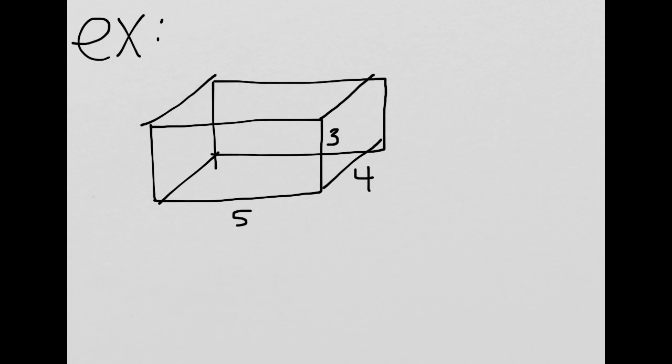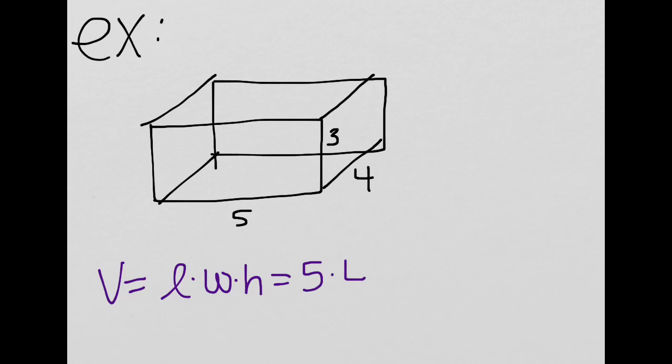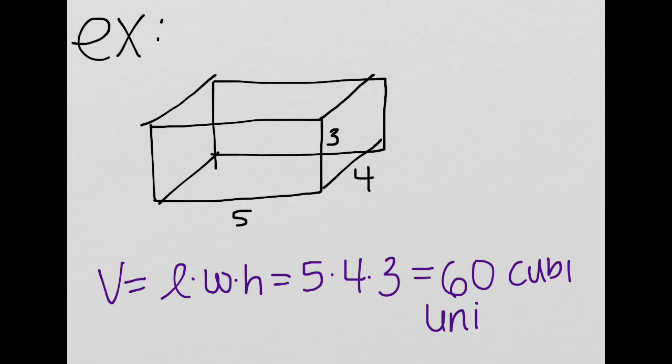Okay? So now let's look at some examples. Let's try to find the volume of this. So the volume of this is length times width times height. In this case, it's equal to 5 times 4 times 3. And this is equal to 60 cubic units.